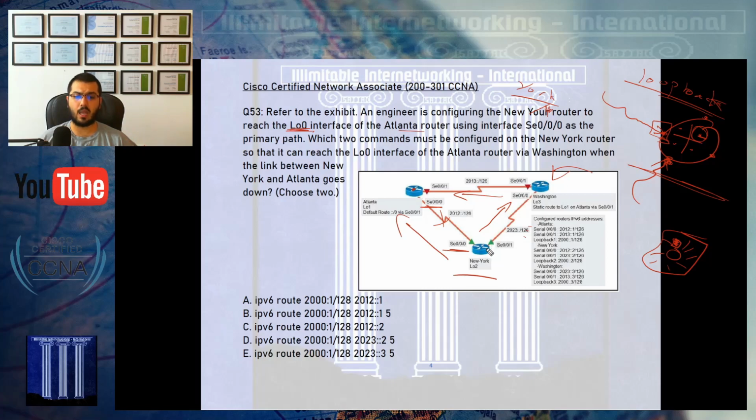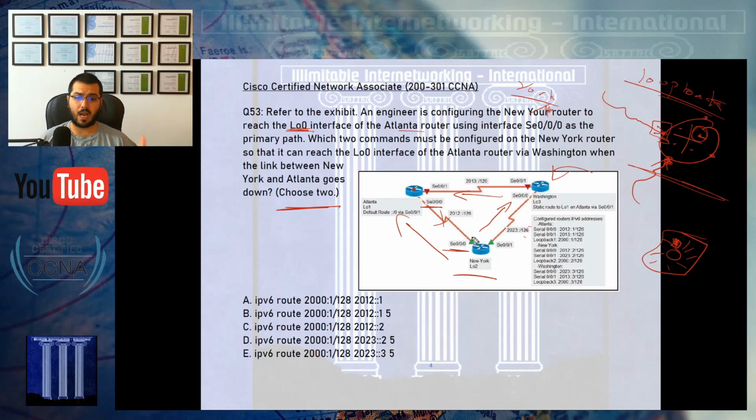So we will configure a floating static route with a higher administrative distance than 1, maybe 2, 3, 4, 5, 6, etc., maybe up to 10 or 19. We will not make it up to 20 because that's for IBGP. And this floating static route will be configured twice. First from New York to Washington, and step 2 from Washington back to Atlanta. That's why it says choose 2, because we need to configure it in 2 steps.